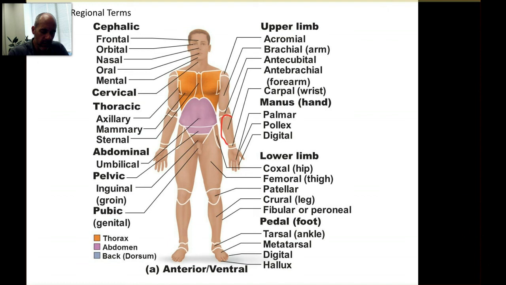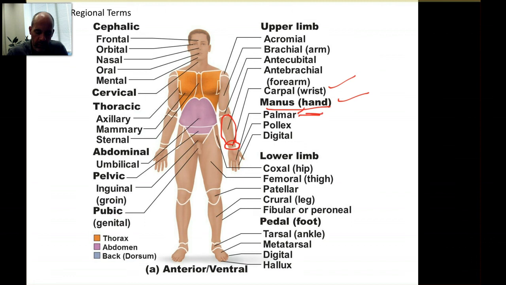Antebrachial is a term for forearm. Carpal, right in here, refers to the wrist. And so you've probably heard of somebody before with carpal tunnel syndrome who's having problems with inflammation of tendons in that area. Sometimes that occurs due to excessive use of keyboards. The manus is another term for the hand. That might be new, but think about manual, do something manually with your hands. That's where that came from.